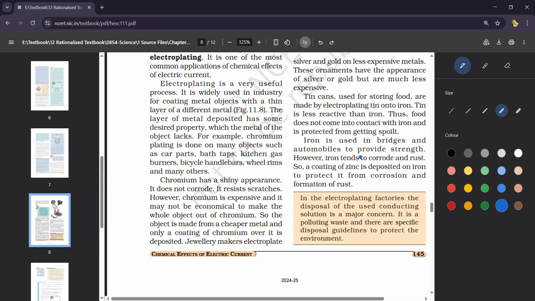Iron is used in bridges and automobiles to provide more strength, but iron corrodes and gets rusted. Hence, we apply a layer of zinc or chromium for protecting it. I think this is the whole chapter.